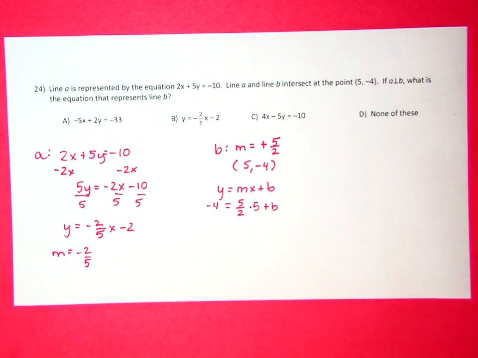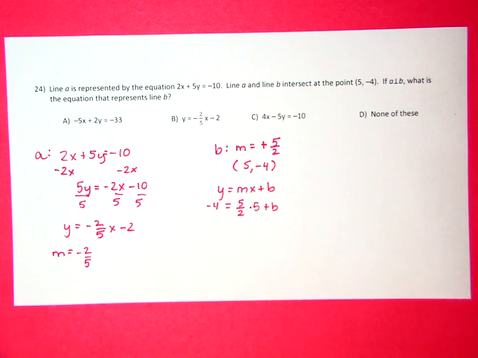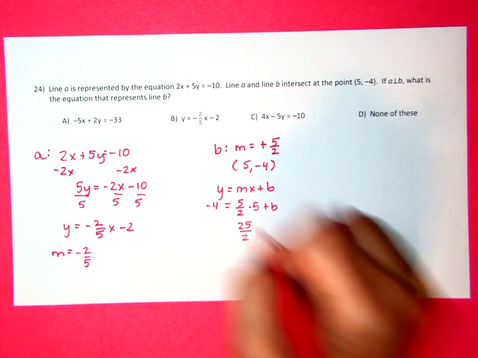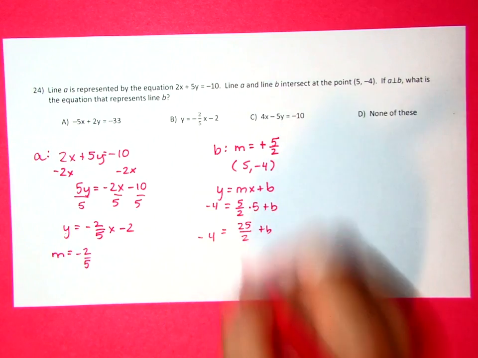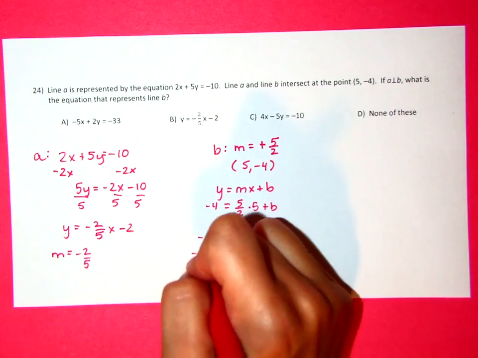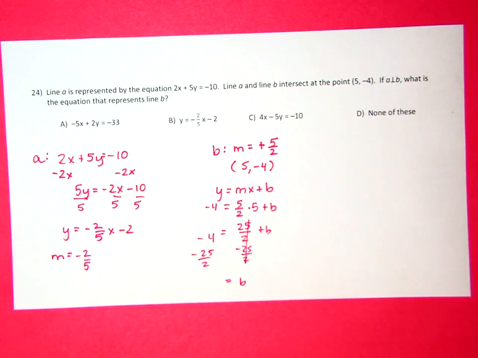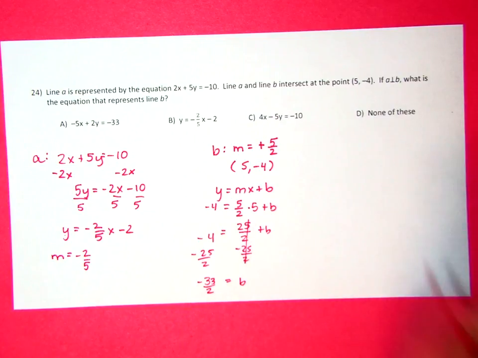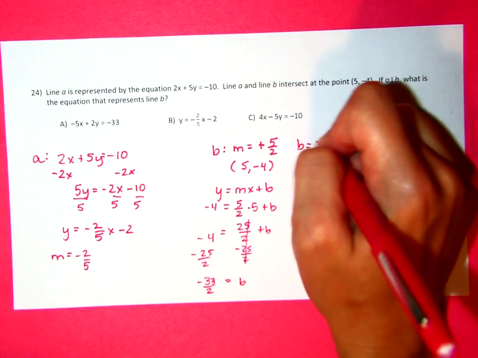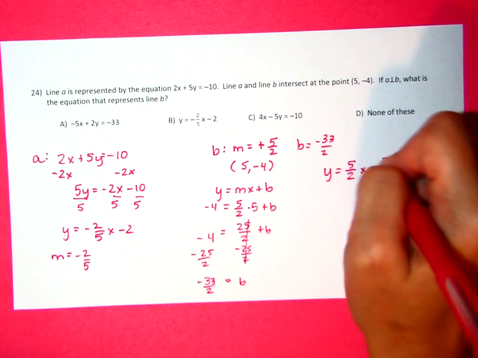So now we need to solve for b. 5/2 times 5 is 25/2, so we've got 25/2 plus b equals negative 4. Now to move it, we're going to subtract 25/2 from both sides. These cancel, and b is going to be whatever negative 4 minus 25/2 is. That's going to give me negative 33/2. So now I've got my b. Let's plug it in. y equals 5/2 x minus 33/2.